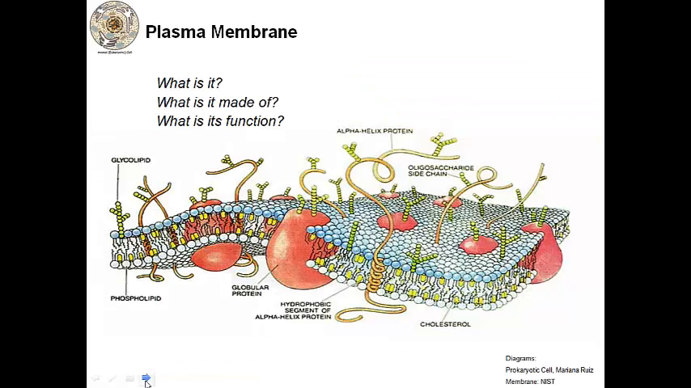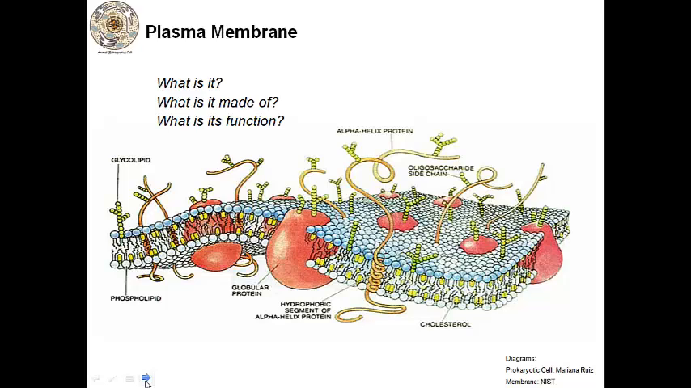Okay, the last part of the endomembrane system is the plasma membrane, because sometimes these vesicles have to move into the cell membrane, either to get into the cell or out of the cell. They have to pass through the cell membrane. So that's why we consider it part of the endomembrane system.